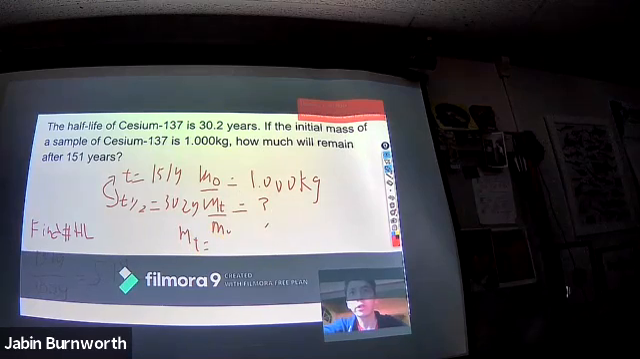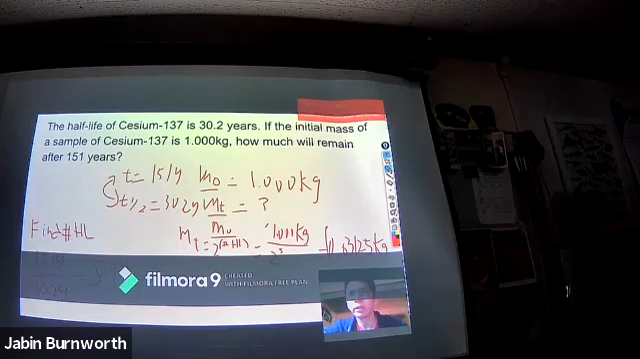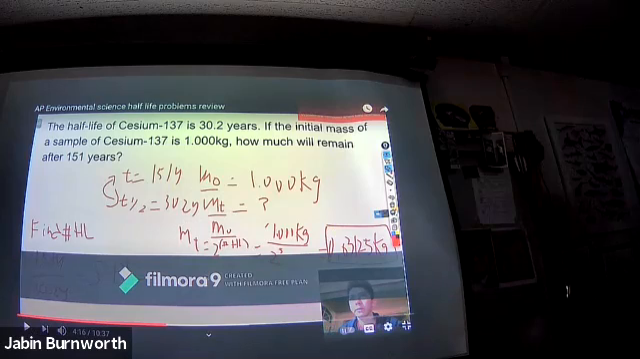MT equals our initial mass divided by 2, and in the exponent we have the number of half-lives. All right, so now we simply plug in our variables. For initial mass, we got 1.00 kilograms divided by 2 to the 5, since we have 5 half-lives. I already calculated this out, it's going to be 0.03125 kilograms. So after 151 years, cesium-137 decays from 1 kilogram to 0.03125 kilograms.